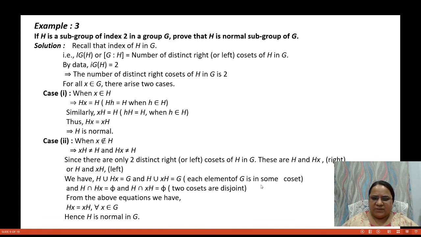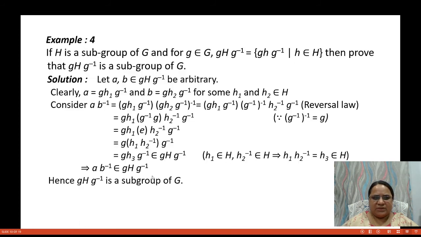Each element of G is in some coset, and in the same way, for the union you have written, for the intersection it will be a null set here. The two cosets are disjoint. When do you say disjoint? What is the meaning of disjoint? If their intersection is empty, then we can say that the two sets are disjoint. From the above equations we have xH is equal to Hx, which is nothing but the second or third definition of normal subgroup, hence H is normal in G.